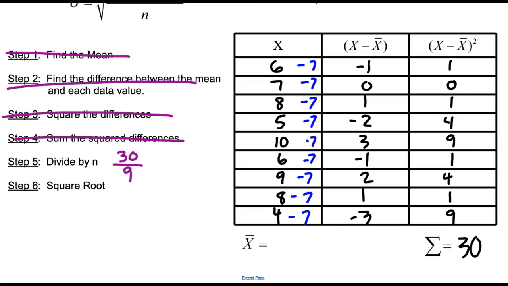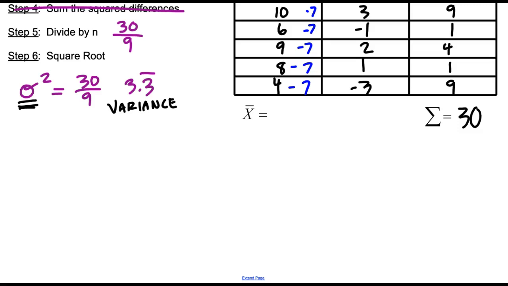Okay, so 30 divided by 9 is going to give me my variance. That's my sigma squared is equal to 30 divided by 9. It's going to be 3.3 repeating. Yeah, decimal's good, yep. So that is your variance, which is your sigma squared, right? Okay, now we're on our way. We're not quite there.